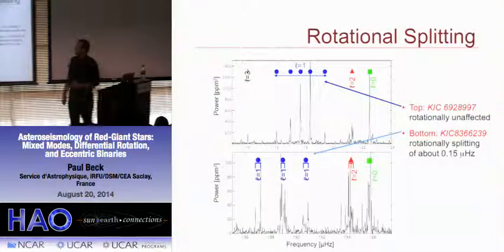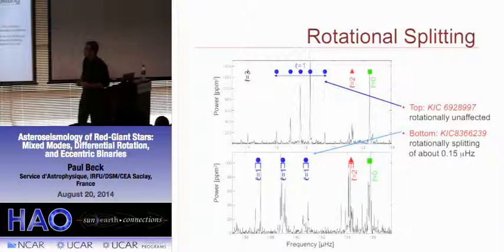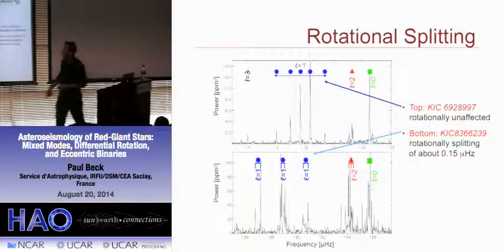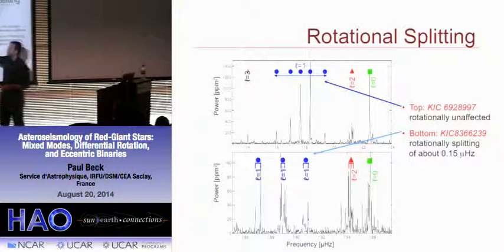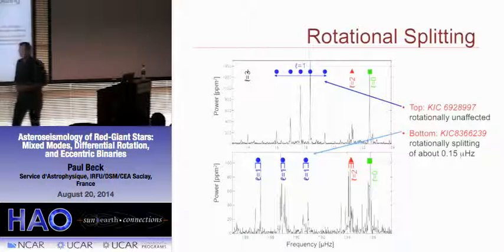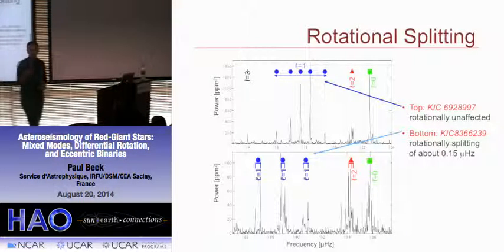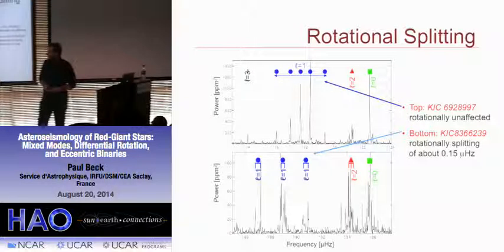How does it look if we look at this effect of rotational splitting in a star? Here again, I present you the power spectrum of a star where no rotation is found, and we saw that before. If we now go to a star where we see rotation, how do we see it? We find those small duplets. You remember what I was talking about before, the splitting of frequencies? It's exactly the same thing.